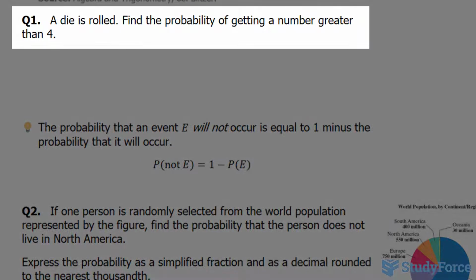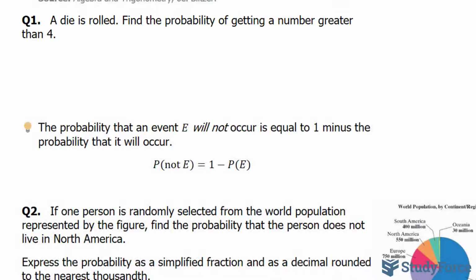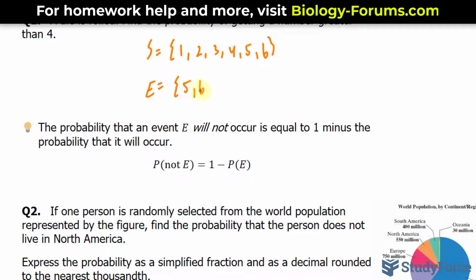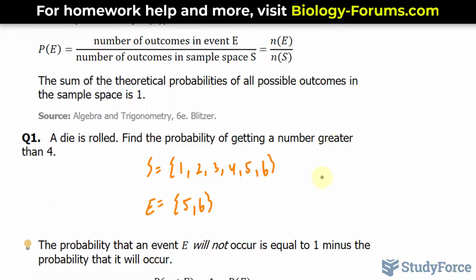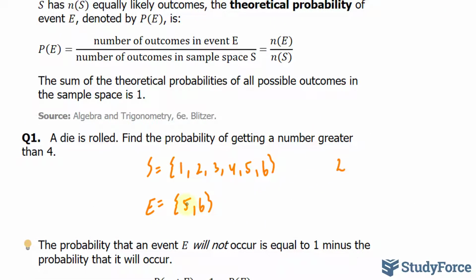The first question reads, a die is rolled. Find the probability of getting a number greater than 4. So the sample space of equally likely outcomes is represented as S is equal to 1, 2, 3, 4, 5, 6, assuming that the die is 6 sides. And the event of getting a number greater than 4 can be represented as E is equal to 5 and 6. Using the formula shown here, we can write down 2, because there are 2 outcomes, over a total of 6. The probability of E is equal to 1/3.